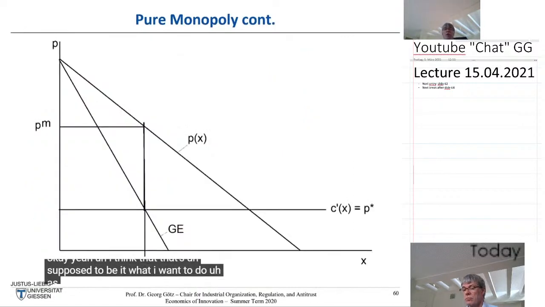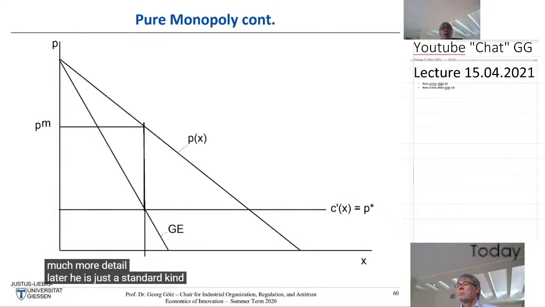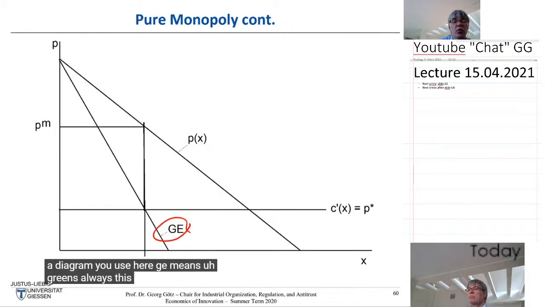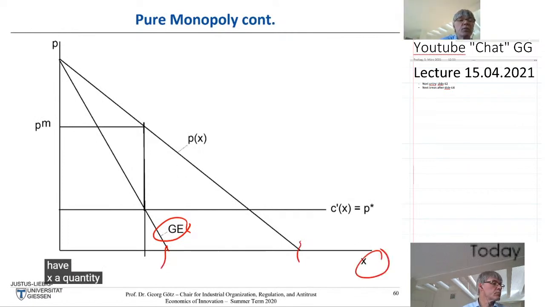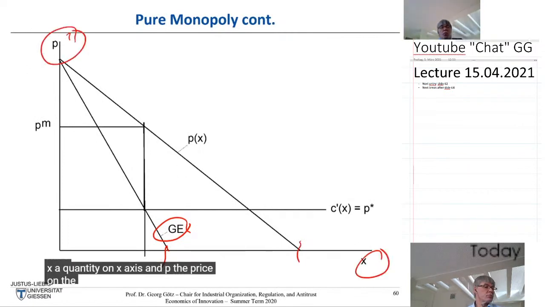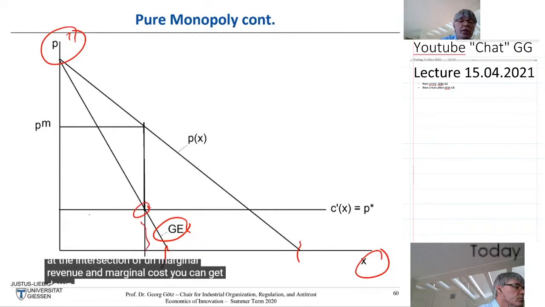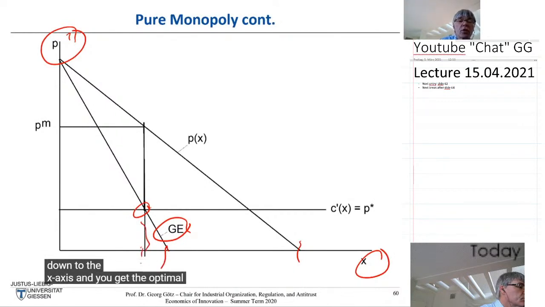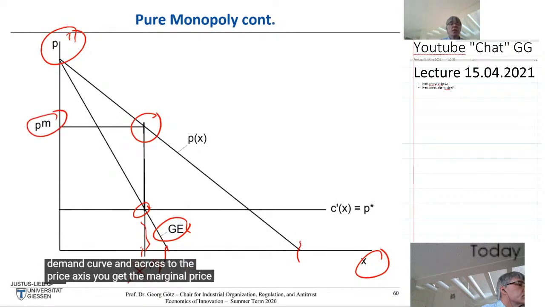What I want to do as a start, we will discuss that in much more detail later. Here's just a standard kind of diagram you use here. GE means Grenzerlös. This is marginal revenue, which has twice the slope of the demand curve here. Here you have X, a quantity, on the X-axis and P, the price, on the Y-axis. At the intersection of marginal revenue and marginal cost, you can go down to the X-axis and you get the optimal quantity, the monopoly quantity. Moving up to the demand curve, and across to the price axis, you get the monopoly price. You see here, what is this?